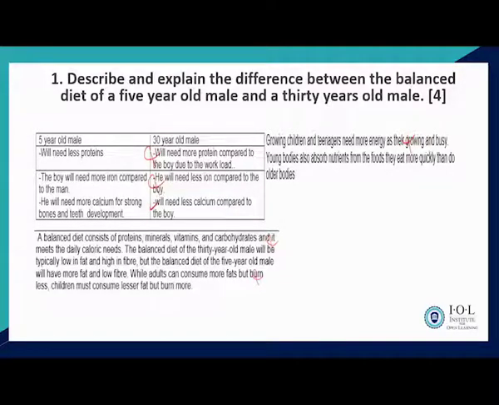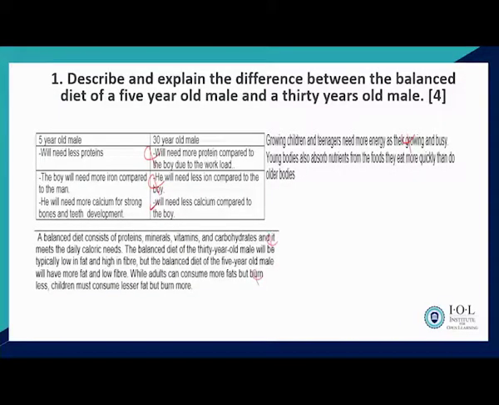Then another one says the boy will need more iron compared to the man. He will need less iron compared to the man. Remember, it's describe and explain. He will need more calcium for strong bone and teeth. That's the 5-year-old. While the 30 years will need less because his bones are already formed. At least there was a mark there. Let's go to example number 2.